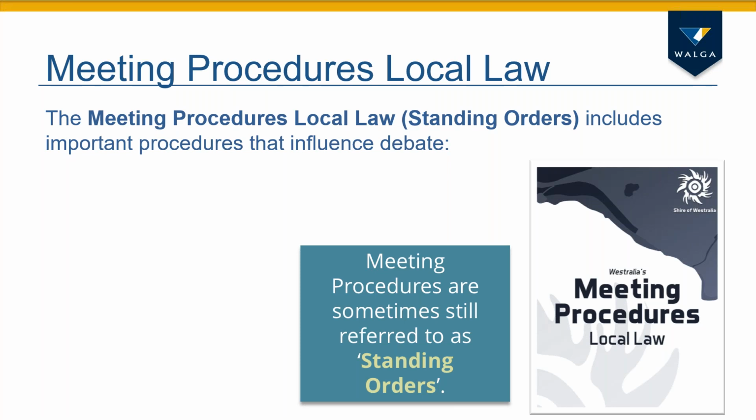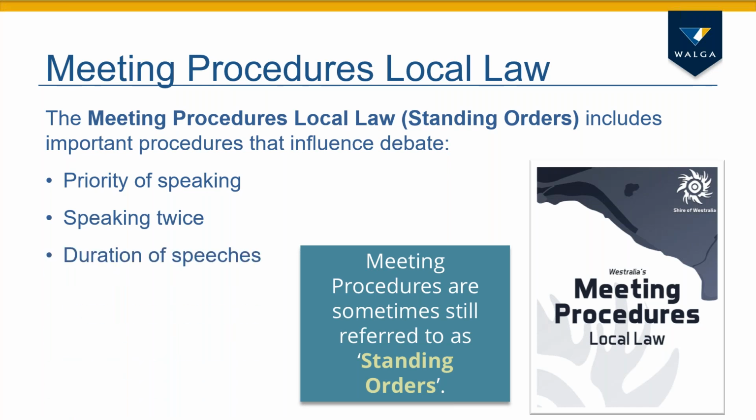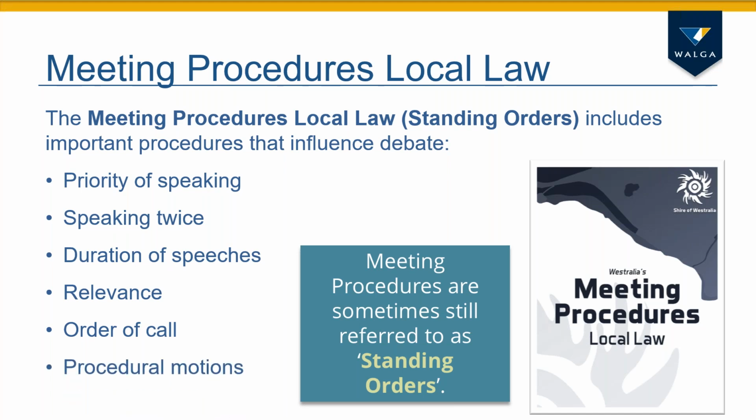Some of the requirements include priority of speaking: the presiding member decides who is to speak. Speaking twice: councillors can only speak in debate once per item unless exercising a right of reply. Time limit of speeches is usually 3 minutes. Speeches are to be relevant to the issue under debate. The law lists the sequence in which speakers participate in debate. Balanced debate is achieved by the presiding member calling alternately for those for and against the motion. Formal motions that affect the way the meeting proceeds are procedural motions.